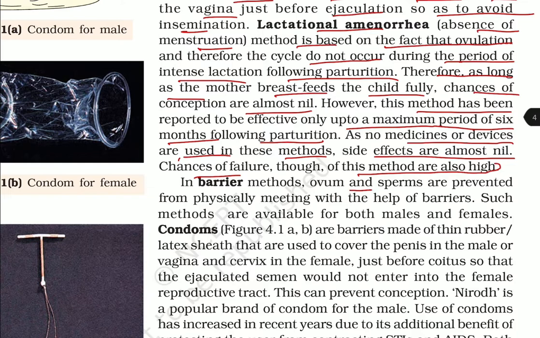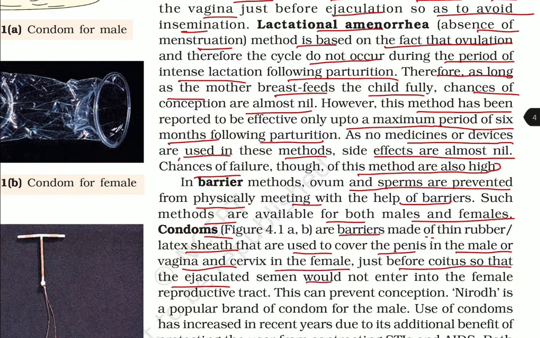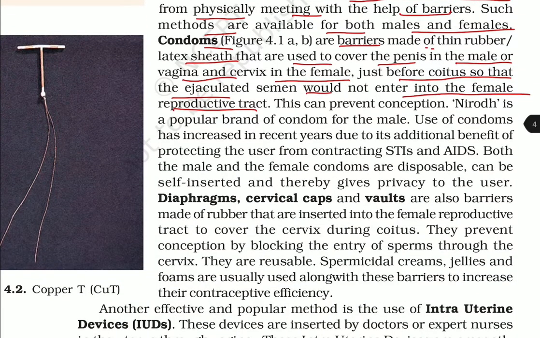In barrier methods, ovum and sperms are prevented from physically meeting with the help of barriers. Such methods are available for both males and females. Condoms are barrier methods made up of thin rubber latex sheath that are used to cover the penis in the male or the vagina and the cervix in the female just before coitus so that the ejaculated semen would not enter into the female reproductive tract. This can prevent conception. Nirodh is a popular brand of condom for the male.